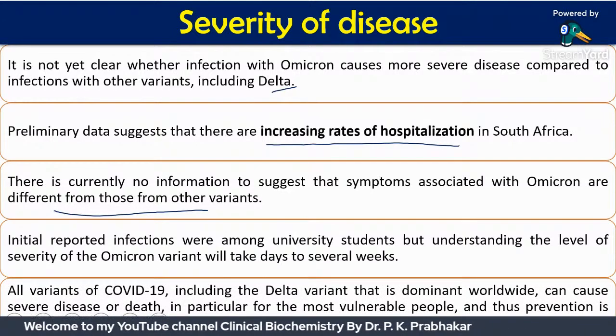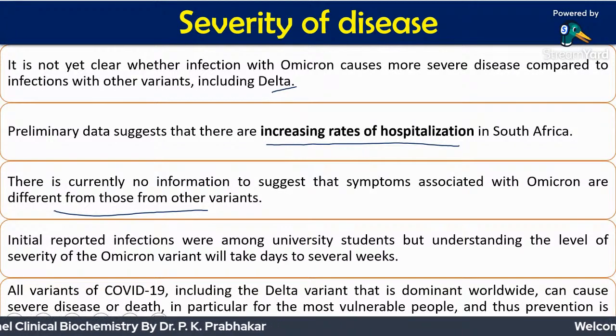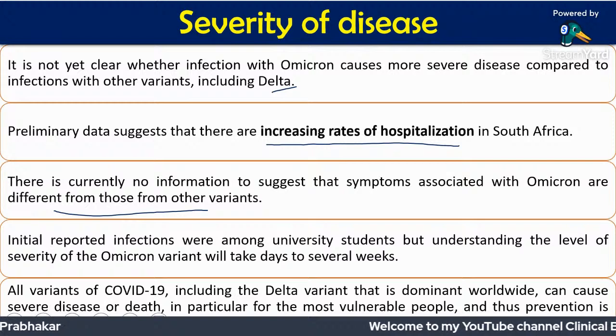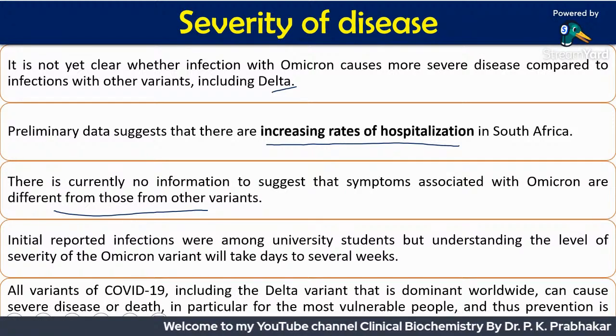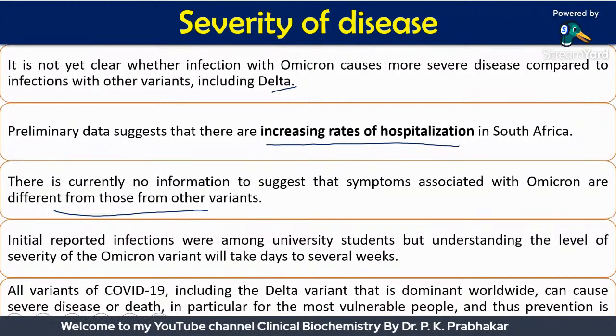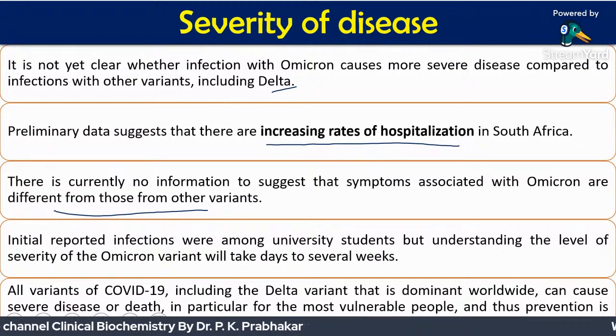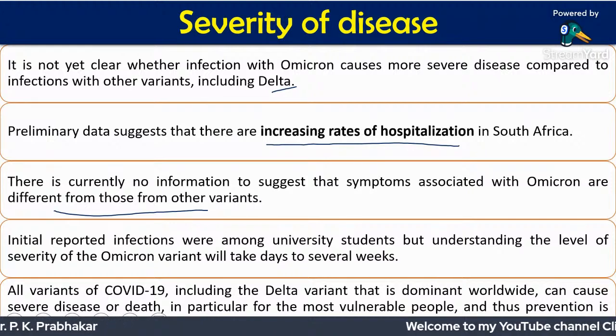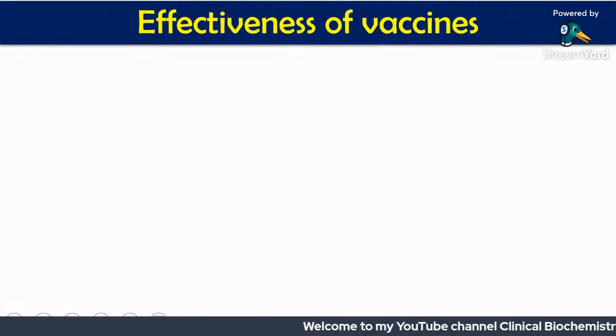All variants of COVID-19, including the Delta variant that is dominant worldwide, can cause severe disease or death, in particular for the most vulnerable people. That is, you can call it immunocompromised people, or those who have HIV or some other immunosuppressive conditions. Thus, prevention is always the key. That is on the severity.